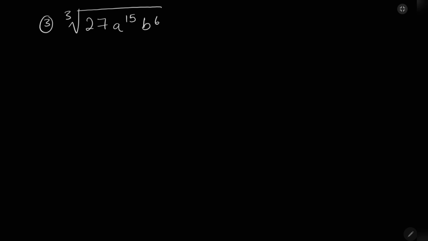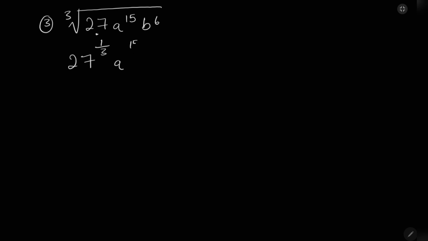Now let's try the third example. This time let's make it a bit different. Instead of having nothing or 2, let's use 3. 27, a to the power 15, b to the power 6. How do we solve this? We start with the value, which is 27. You know that it's 27 to the power 1 over the outer, which is 3.